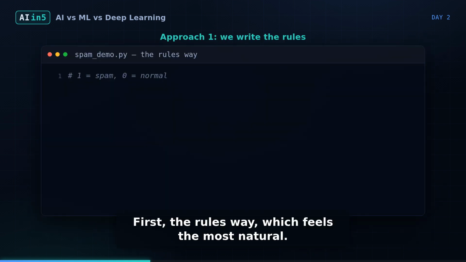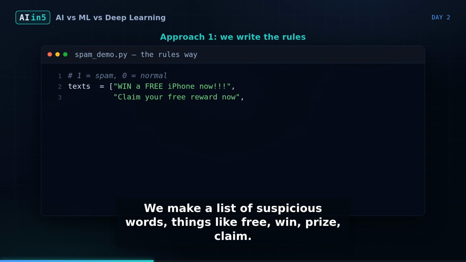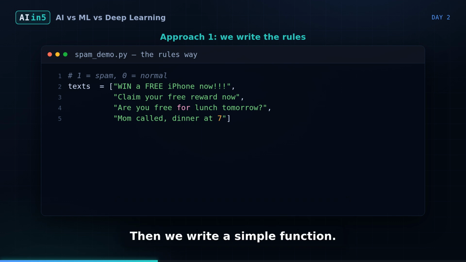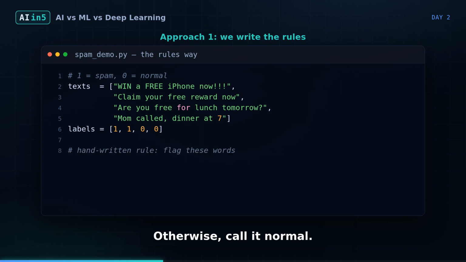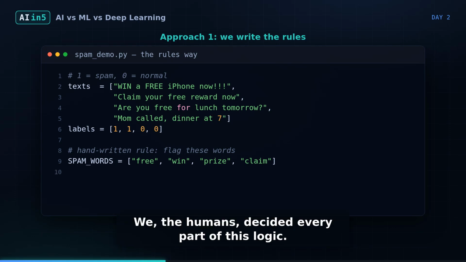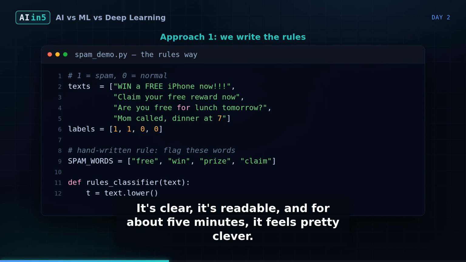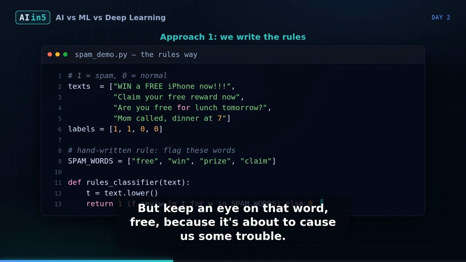Let's build it. First, the rules way, which feels the most natural. We make a list of suspicious words, things like free, win, prize, claim. Then we write a simple function. If the message contains any of those words, call it spam. Otherwise, call it normal. That's it. We, the humans, decided every part of this logic. It's clear, it's readable, and for about 5 minutes, it feels pretty clever. But keep an eye on that word, free, because it's about to cause us some trouble.